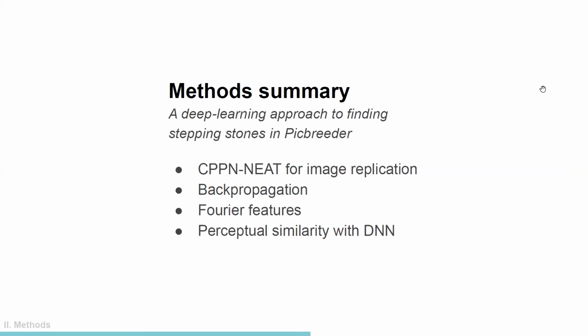So to kind of briefly summarize that, we're again implementing a lot of deep learning techniques and combining them with CPPN NEAT to hopefully find stepping stones in a Picbreeder kind of setup. And I want to emphasize that we're not the first ones to do any of these things individually, but kind of the first ones to put them all together, especially in this kind of evolutionary context.